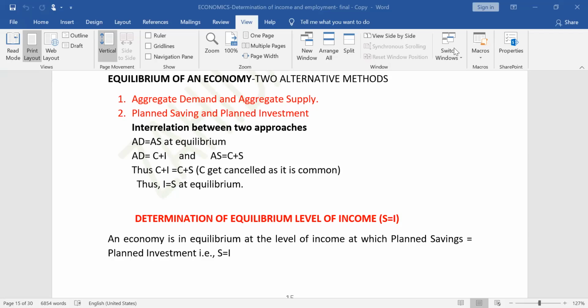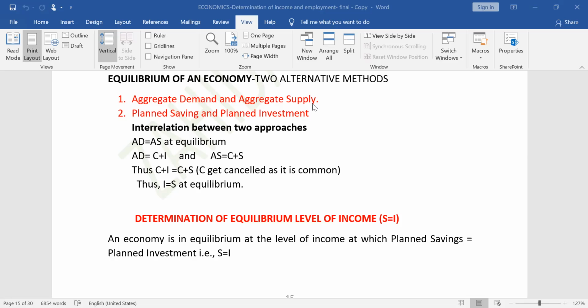Good morning. Today we will study how equilibrium of an economy is determined. There are two alternative methods to determine the equilibrium in an economy. The first one is when aggregate demand is equal to aggregate supply. That is called aggregate demand and aggregate supply approach. Whenever aggregate demand of an economy is equal to aggregate supply, the economy will be in equilibrium.